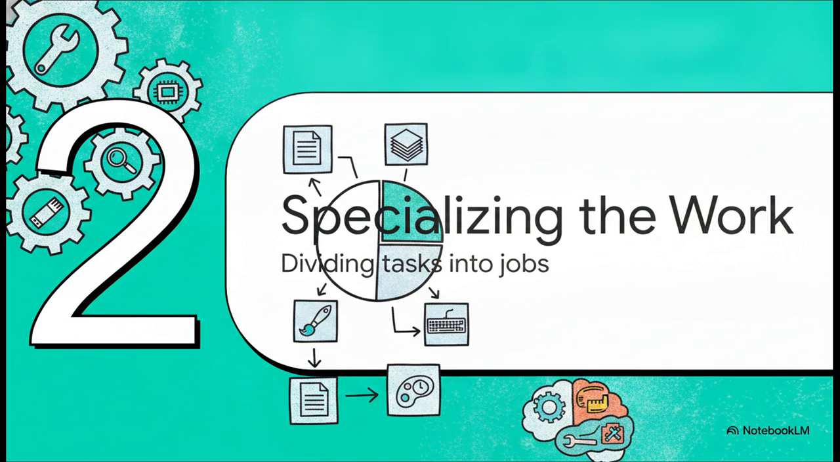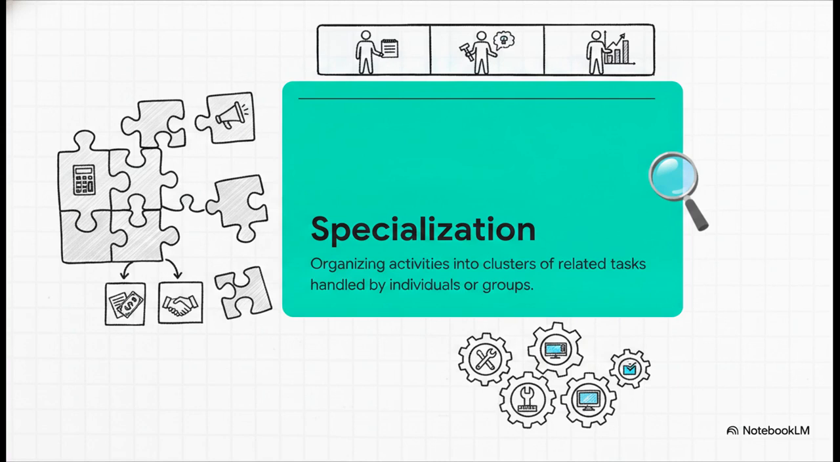All right, moving right along to section 2, specializing the work. How do we divide things up? The big idea here is specialization. This is how you take these massive, seemingly impossible company goals and break them down into specific tasks that actual humans can master. I mean, think about it. Instead of one incredibly stressed out person trying to juggle accounting, marketing, and sales all before lunch, you organize those activities into distinct, manageable clusters.